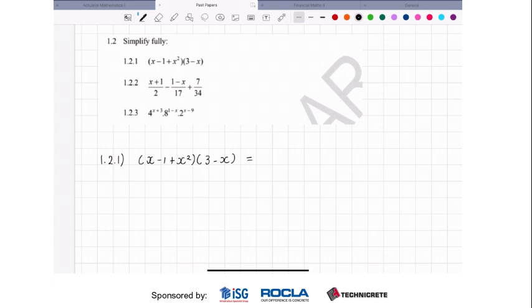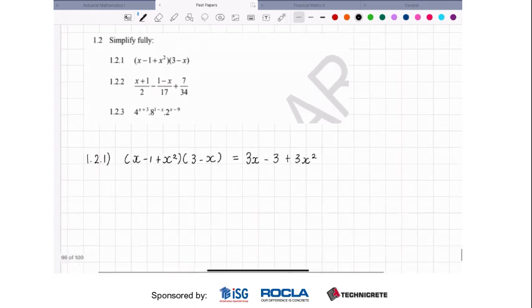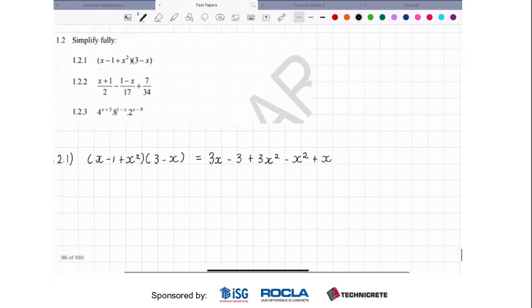So I'm going to have 3 times x minus 3 times 1 plus 3 times x squared. And now I'm multiplying everything in the first bracket by the second term in the second bracket, which is negative x. So I'll have x times negative x, negative 1 times negative x, and x squared times negative x.